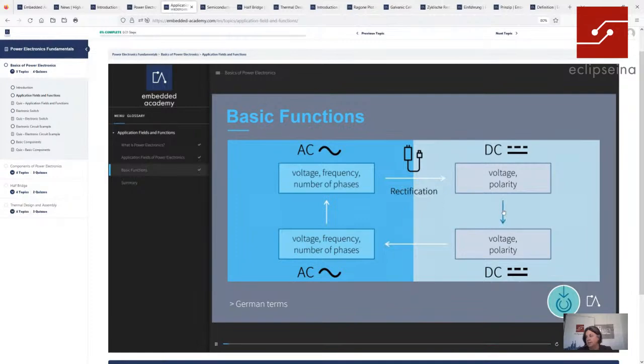And DC to DC? This is DC to DC conversion. Hence, we speak of direct current conversion. For an example, you can think of a power bank for your mobile phone. A direct current conversion provides the possibility to store the energy within the power bank with a higher voltage than the voltage which is required in the mobile phone.